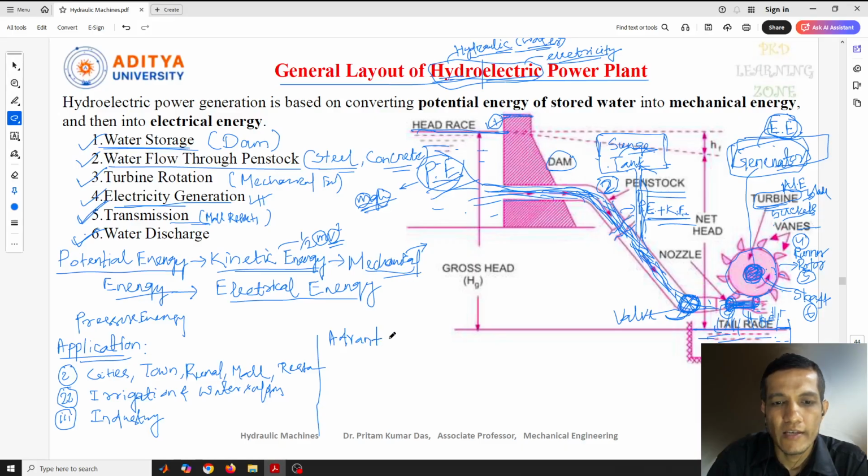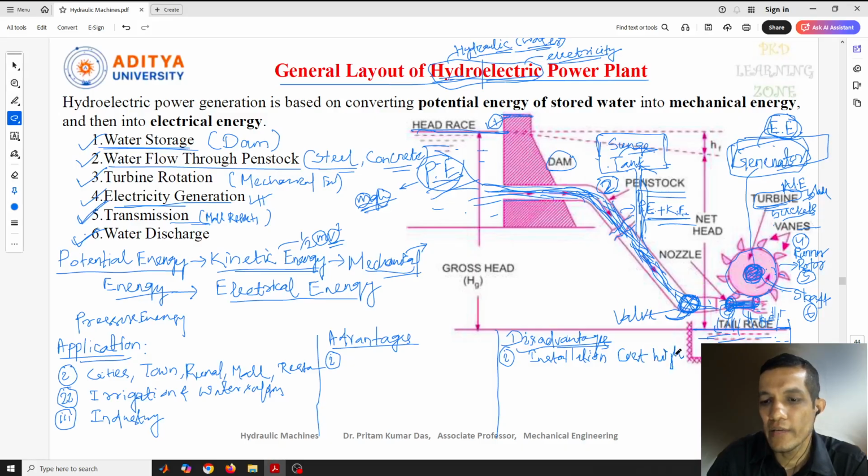We'll see some advantages and some disadvantages also. Some advantages I'll write. Before installing a power plant, we obviously need to estimate the cost of the power plant. So one disadvantage is here, I'll write on this side, because when it comes to costing, we can say two things. First is installation cost, which will be a little bit more. Installation cost is slightly high because the initial investment needs to be made.